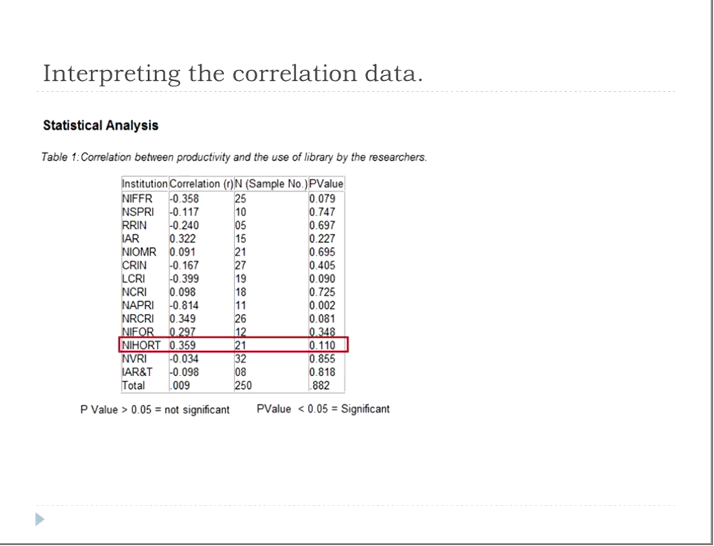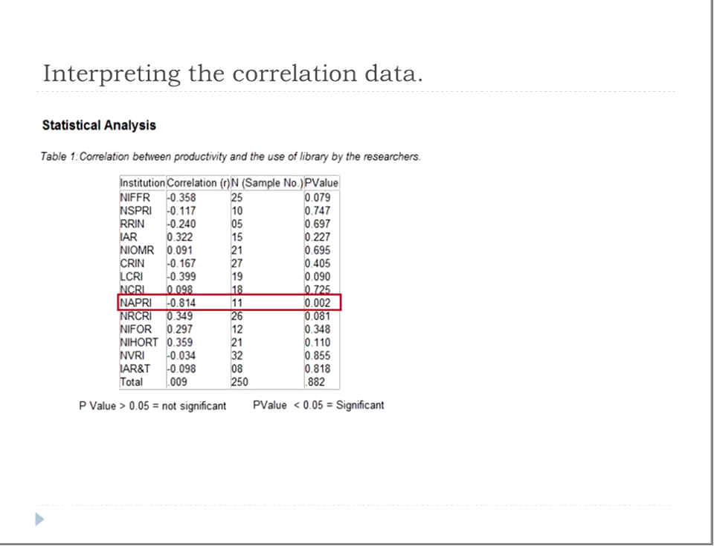What's that telling us? It's telling us there was no relationship between productivity of the faculty and the use of their library in that particular agricultural institute. Let's see if we can find a stronger correlation. And here's one, negative 0.814. Did it achieve significance? Yes. Look on the right-hand column. 0.002 is way below the 0.05 cutoff for significance.